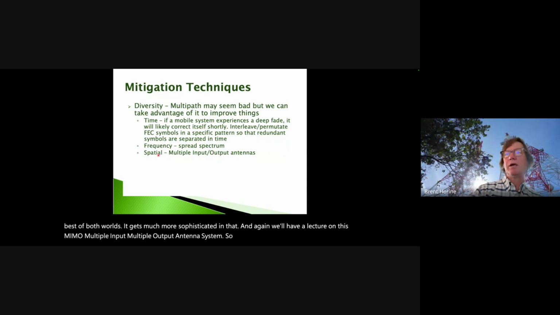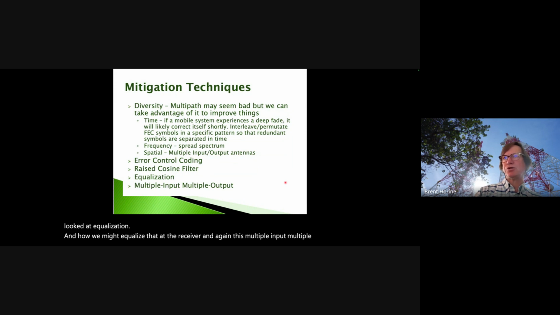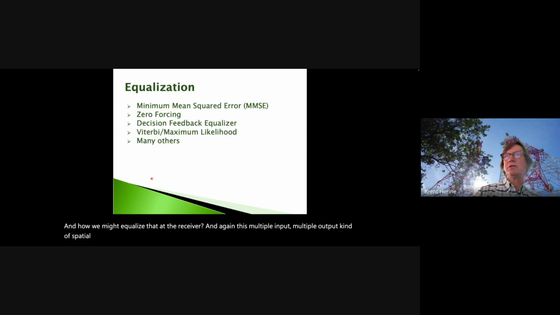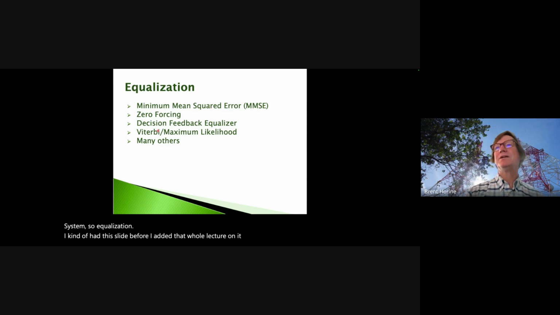But there we're relying on some spatial diversity, right? So diversity in time, frequency, or space. Error control coding, as we talked about here, in time. The raised cosine filter addresses ISI that can arise from these bad channels. We looked at equalization and how we might equalize that at the receiver. And again, this multiple input, multiple output spatial system. I had this slide before I added that whole lecture on it, but there are some techniques for equalization. We've already looked at those.